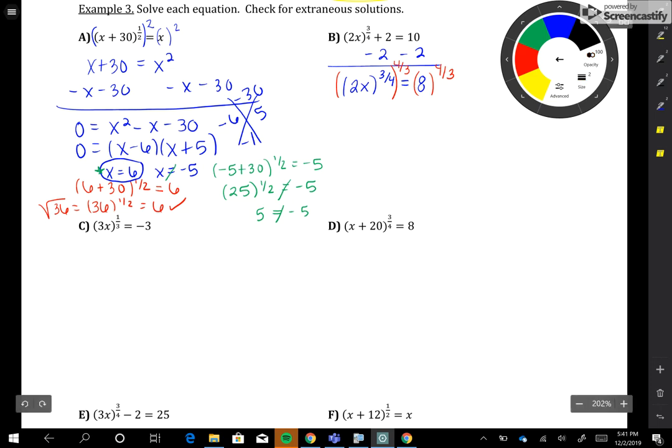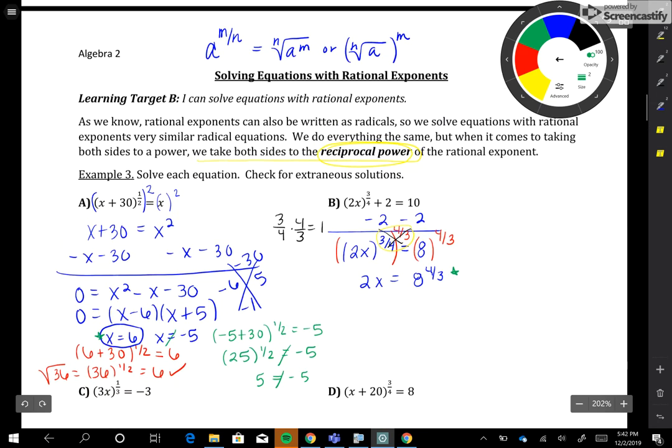Well, when we take a power to a power, as we have here on the left side, remember that you multiply exponents, and 3/4 times 4/3 is 1. So it essentially cancels that out. So now we're just left with 2x equals 8 to the 4/3. And at this point is where we have to remember what I wrote up top. This rule up here, and this is the one that's going to be our friend.